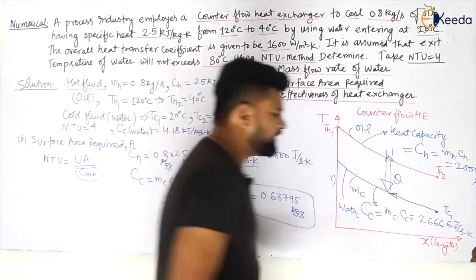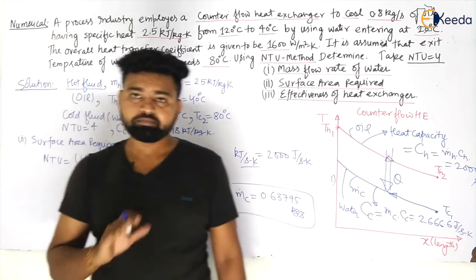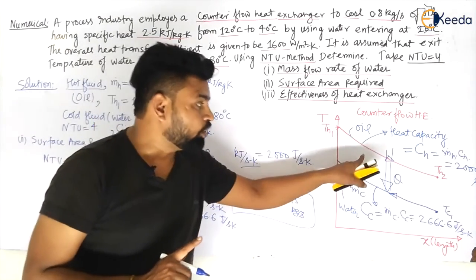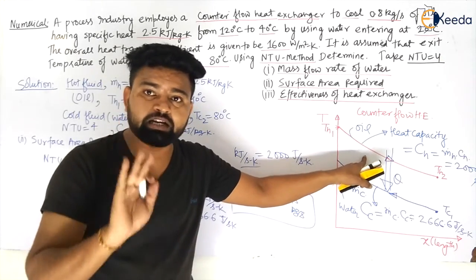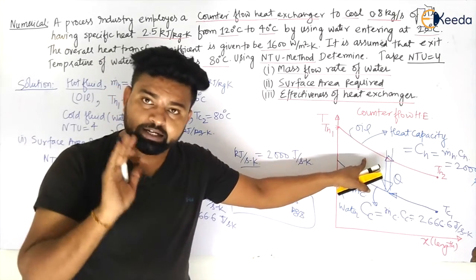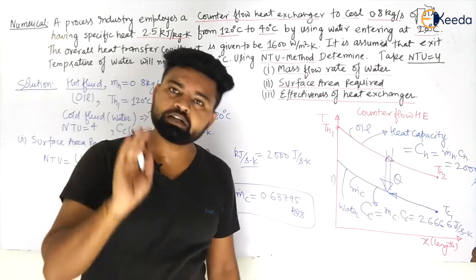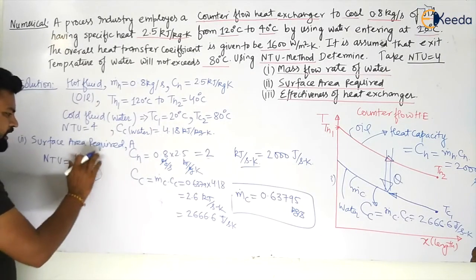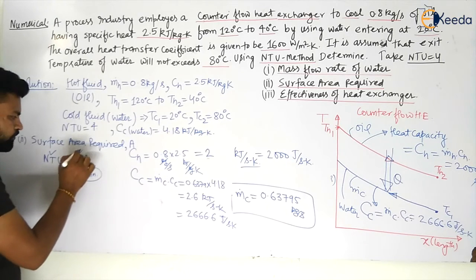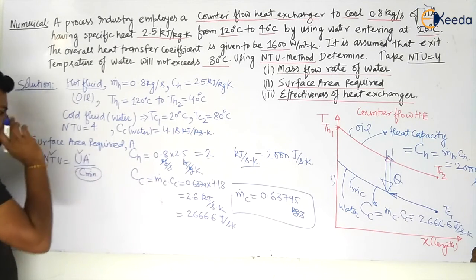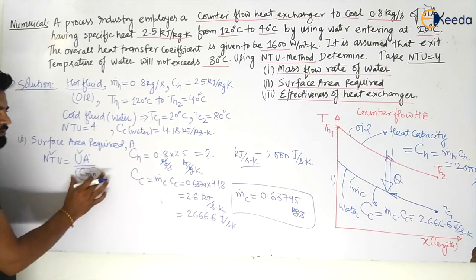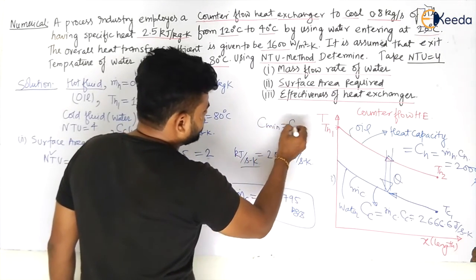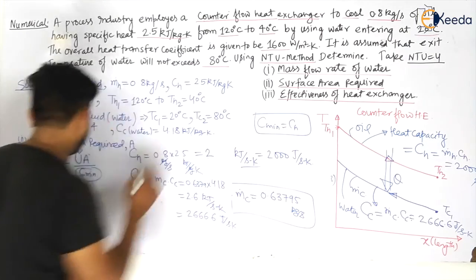Okay, what we can observe here? We can observe one thing, that our hot fluid is having the minimum heat capacity, and it is undergoing the maximum temperature change, my dear students. So let us see. Can we calculate the area now? We know NTU, we know U, we have to calculate area. Now we know the C minimum. So C minimum will be equal to nothing but CH.